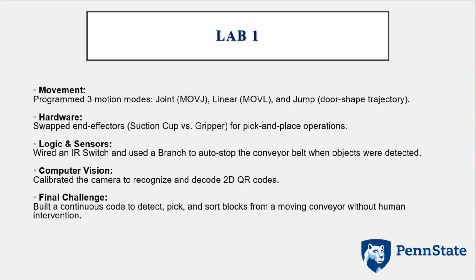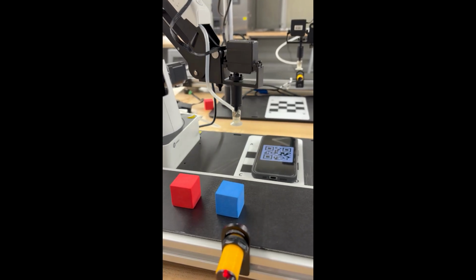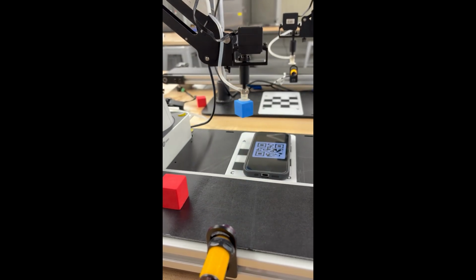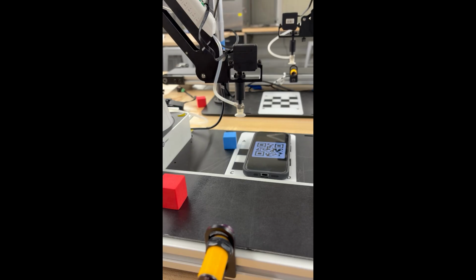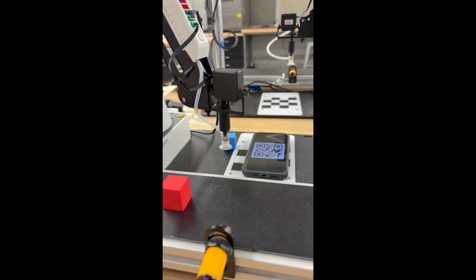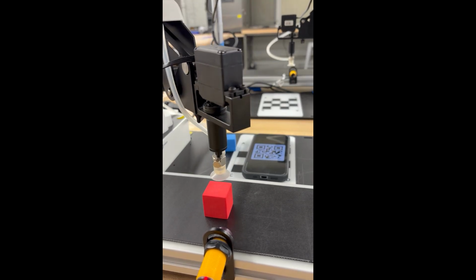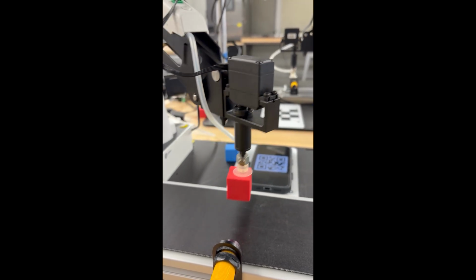Starting with Lab 1. In Lab 1, we started learning the basic commands in the Dobot Vision Studio software. We started with the three basic move types: joint, linear, and jump. We were also introduced to the hardware parts of the Dobot and practiced swapping out and using different end effectors like the suction cup and the gripper. We also learned the use of IR sensors and how to retrieve and use the signal from them within the software. We also used the computer vision to start recognizing patterns and decode 2D QR codes.